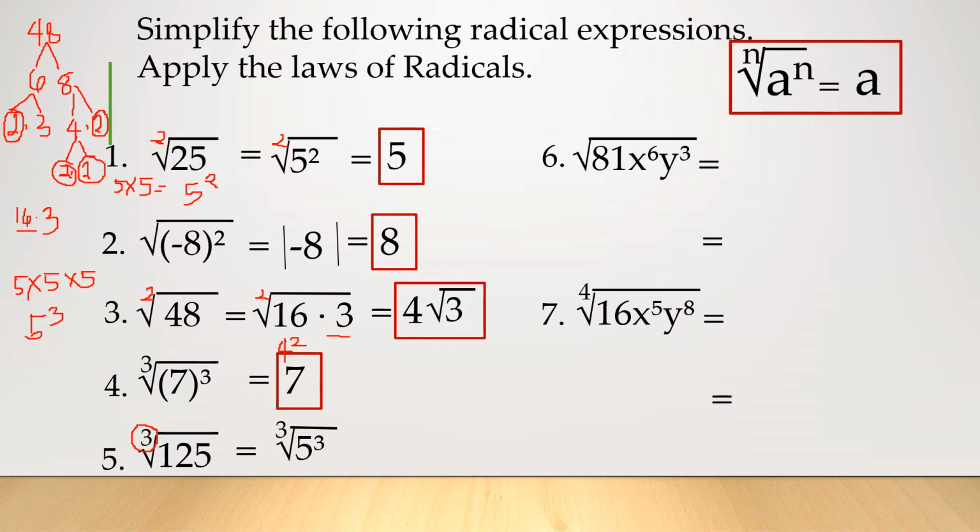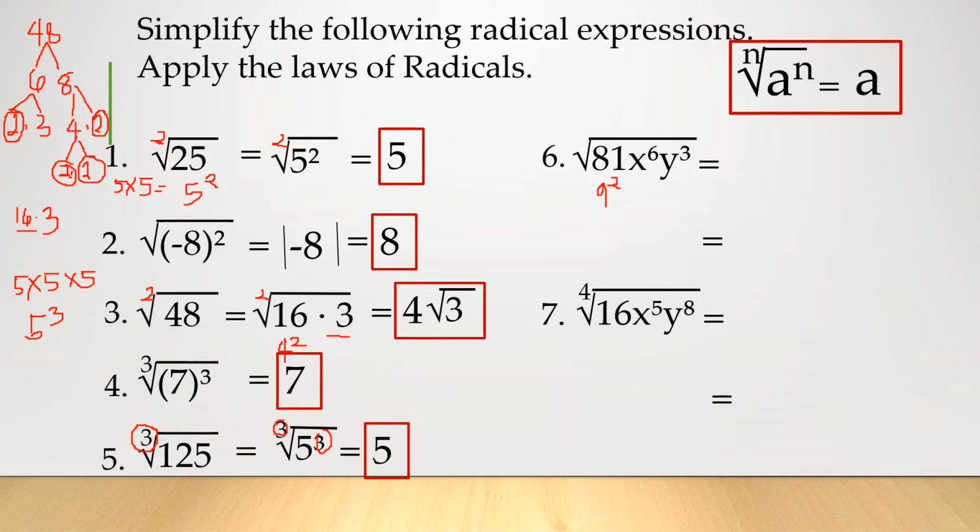So now the index here and the exponent is the same. Therefore, the answer is equal to 5. Next, 81. Square root of 81. Okay, what number raised to 2 gives 81? So we can write this as 81 as 9 squared.